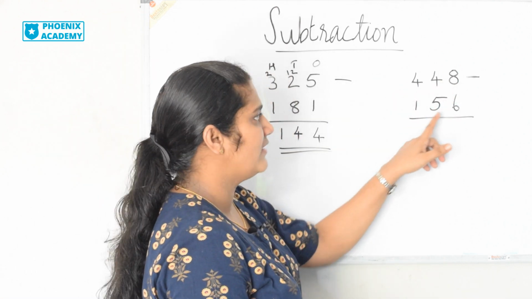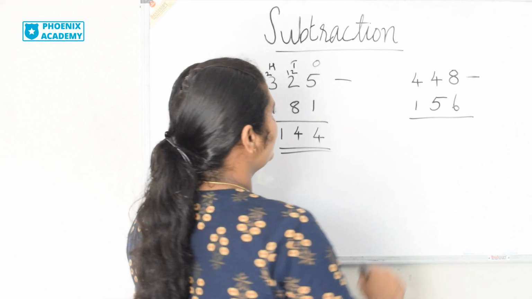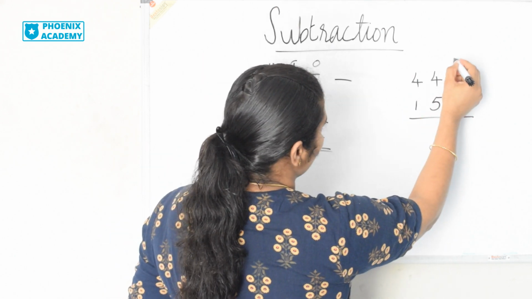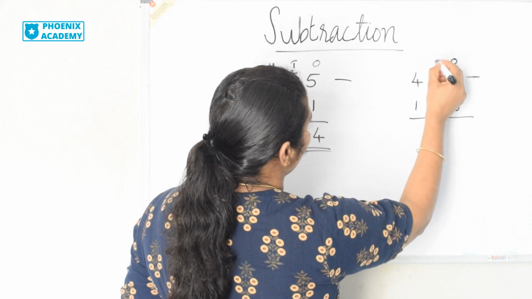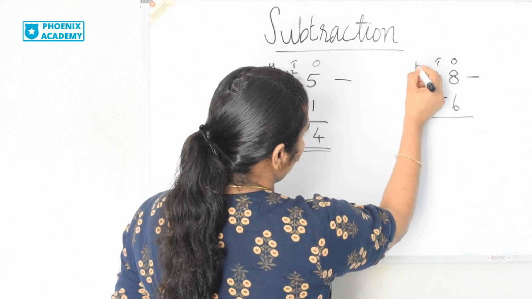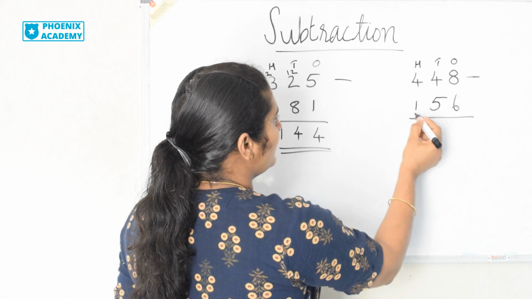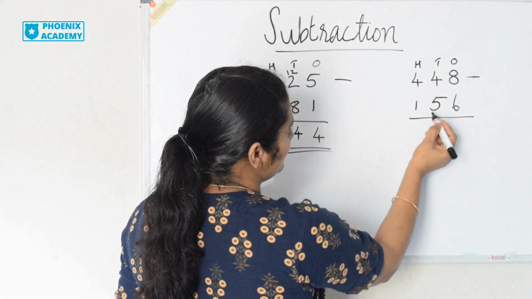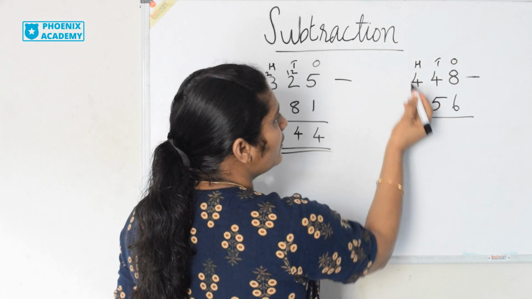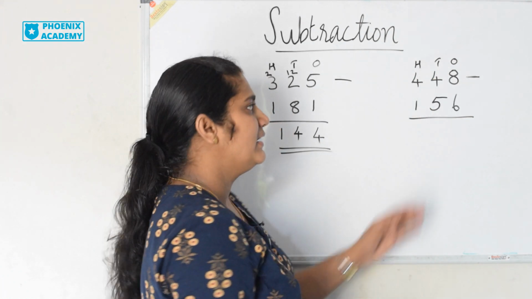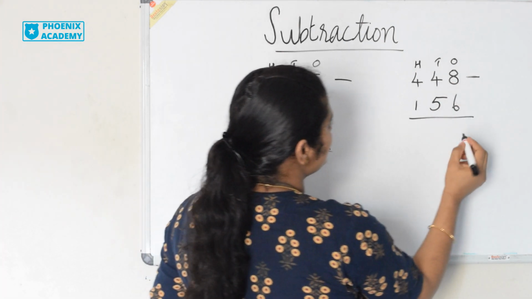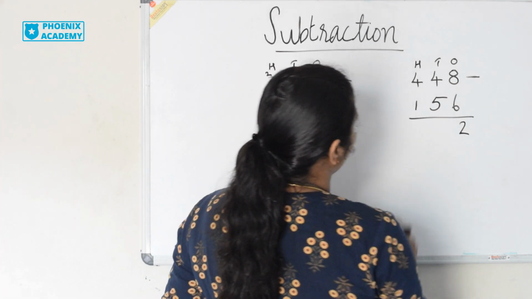448 minus 156. 448 is 8 ones, 4 tens and 4 hundreds. 156 is 6 ones, 5 tens and 1 hundred. Let's subtract from ones. 8 minus 6, 2.